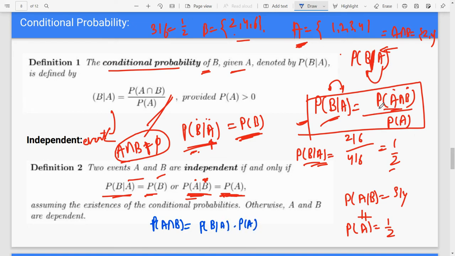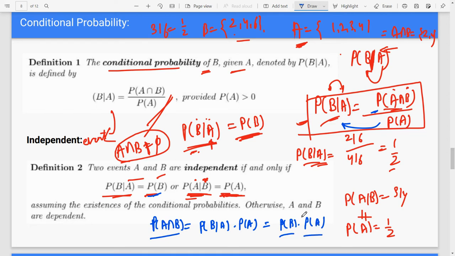Okay, so from here you can see that probability of A intersection B can be written as a product of these two things: probability of B given A and probability of A. So let's say A and B are independent events. Then probability of B given A will be the probability of B. So in that case, this will be probability of B into probability of A. So this is also the definition of independent events. The probability of A intersection B will be probability of A into probability of B. Okay. So this is also there.